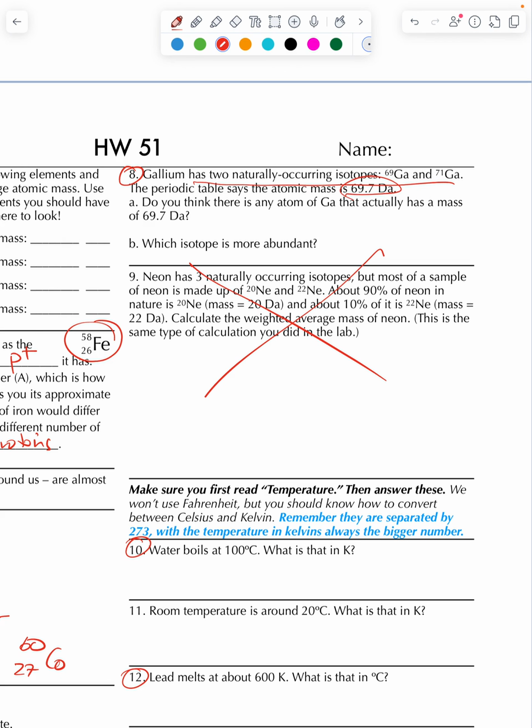So do you think that's just going to be which isotope is more abundant? Well, it must be gallium-69 because the average is closer to it. I'm probably not going to waste a question on that.